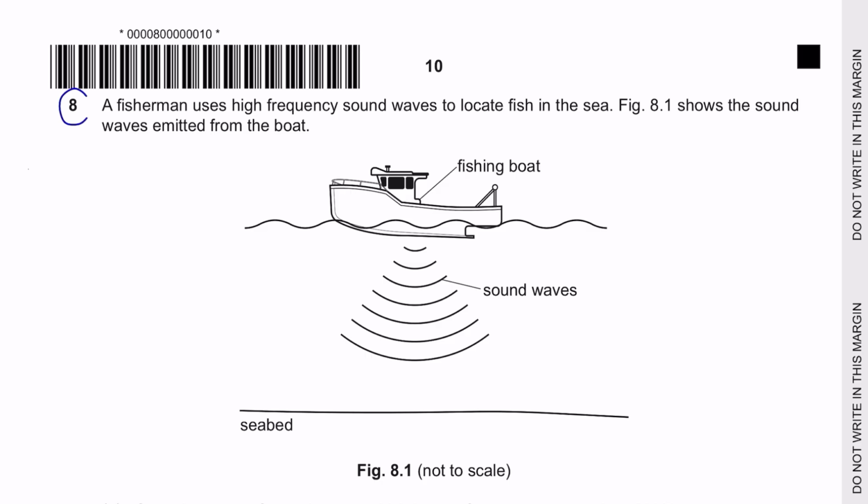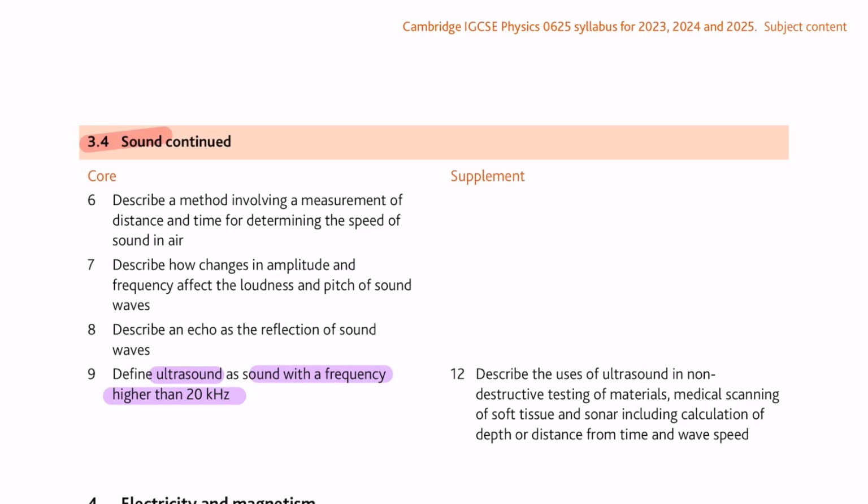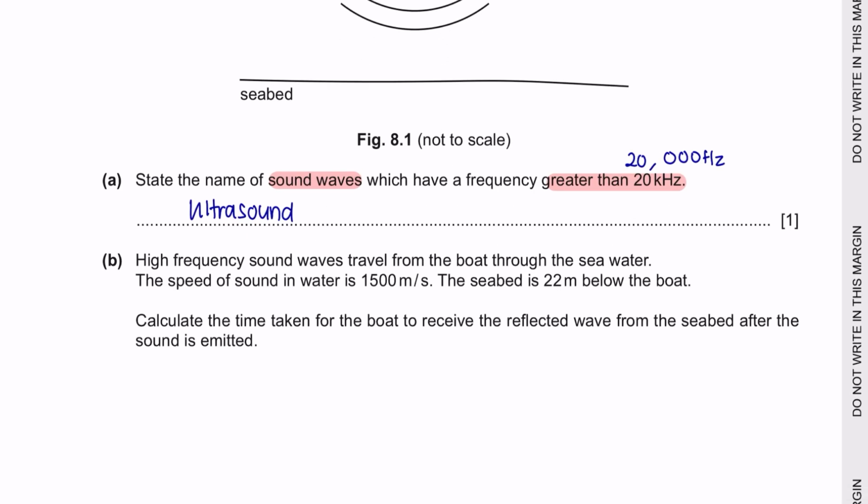Next, we'll jump into question 8 first, and then I will do question 7 next because this is the same topic as question 6. A fisherman uses high-frequency sound waves to locate fish in the sea. Figure 8.1 shows the sound waves emitted from the boat. State the name of sound waves which have a frequency greater than 20 kHz, which is equivalent to 20,000 Hz. Under the topic 3.4 sound, you must know that ultrasound is a sound with a frequency higher than 20,000 Hz. So this would be ultrasound.